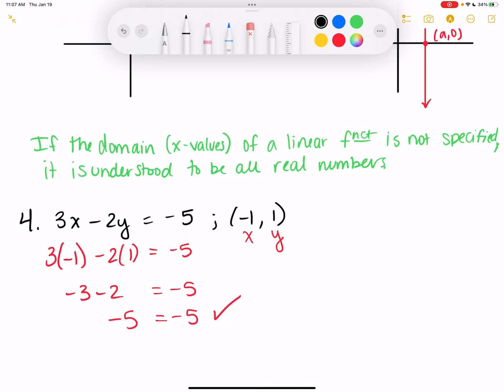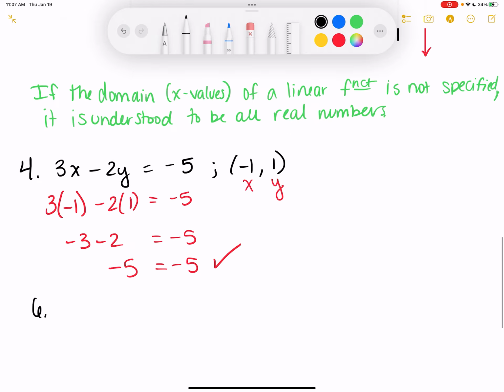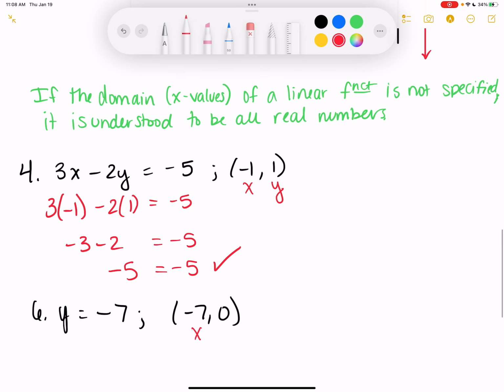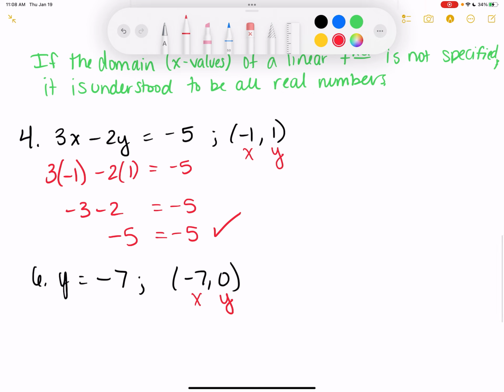And then number 6, y is equal to -7. And we're given the point -7, 0. So, again, x is -7, y is 0. There's no x value, so if one of the variables is missing, you just don't plug that one in. Just ignore it, it's gone.